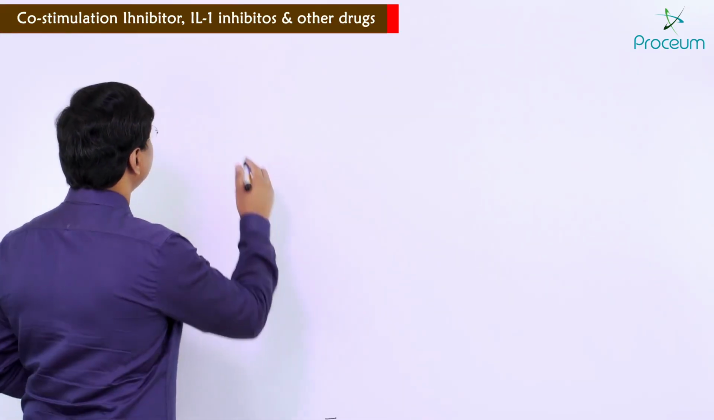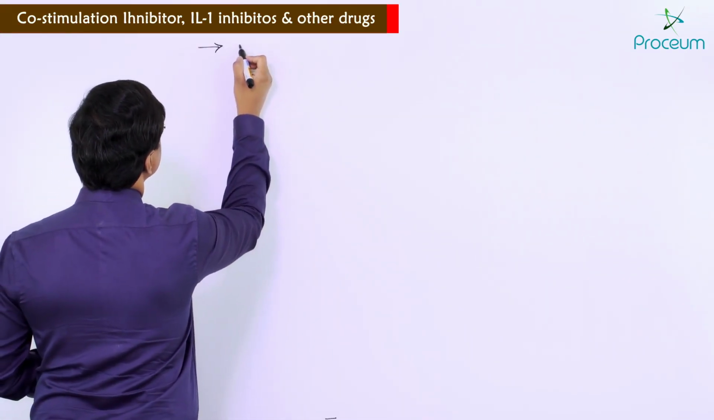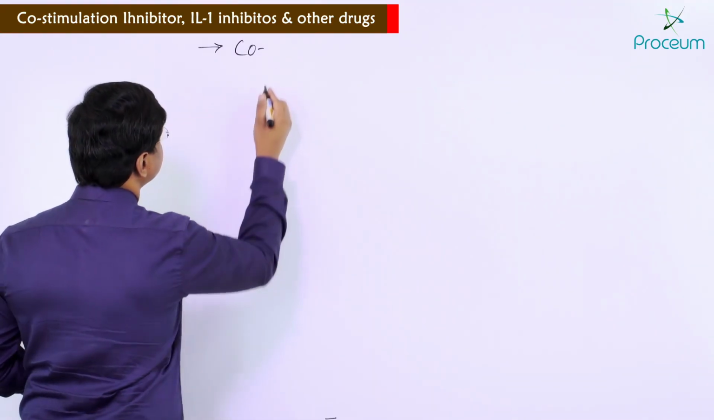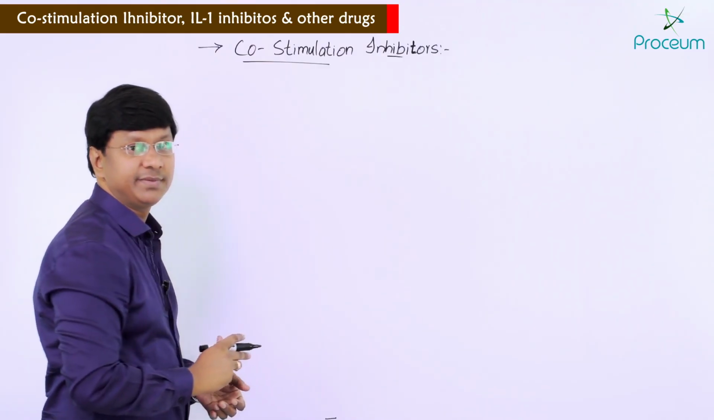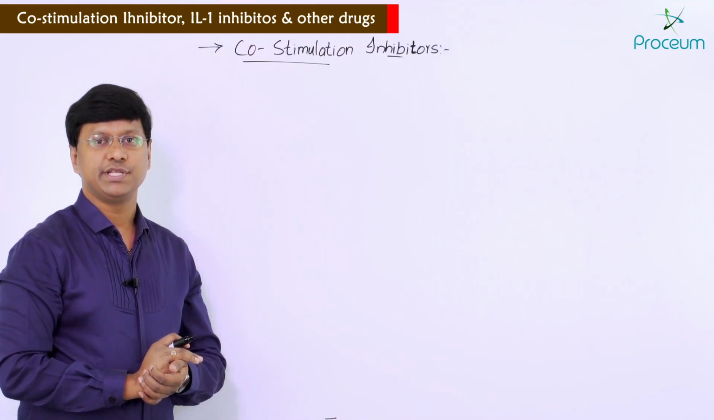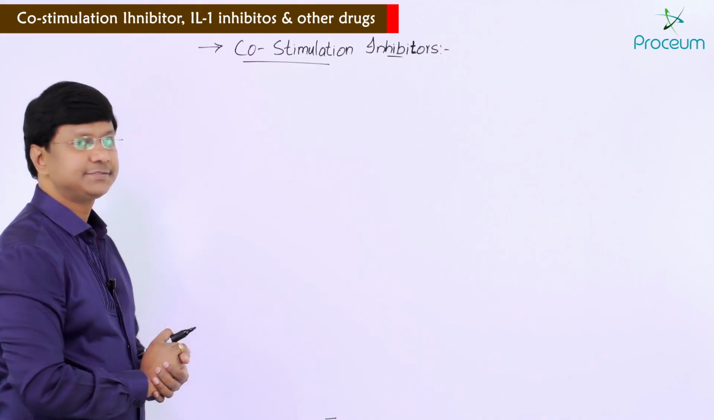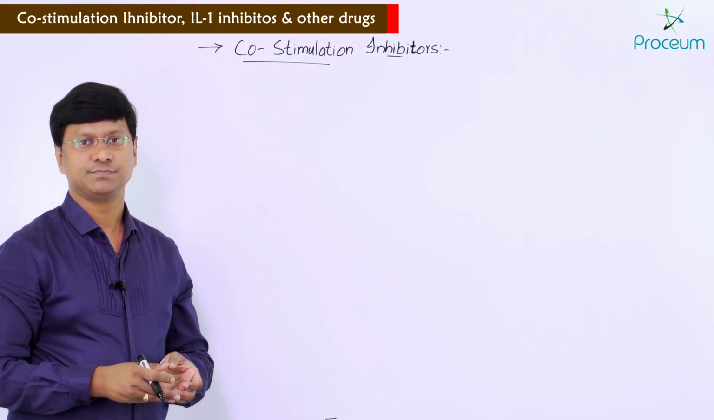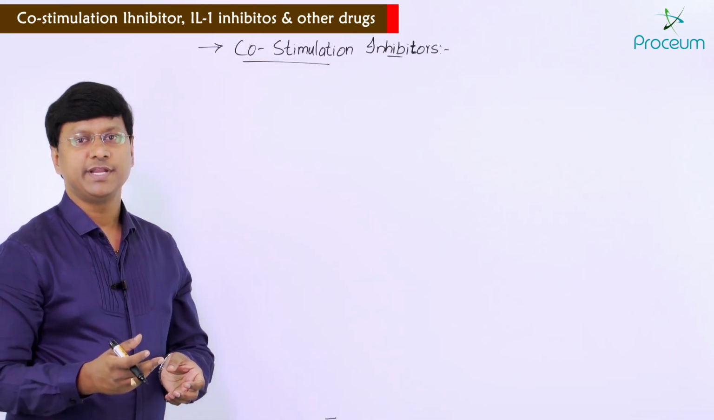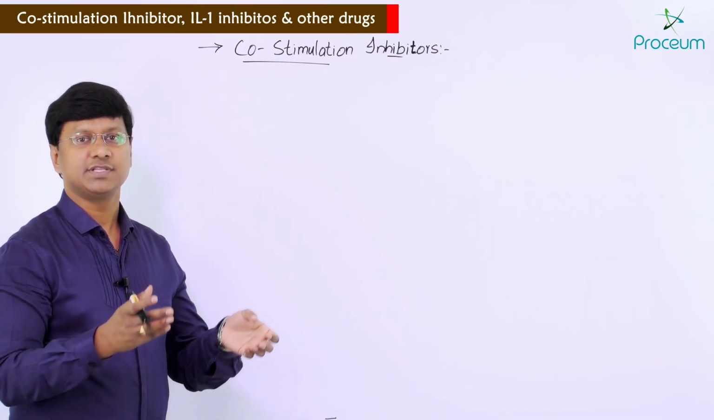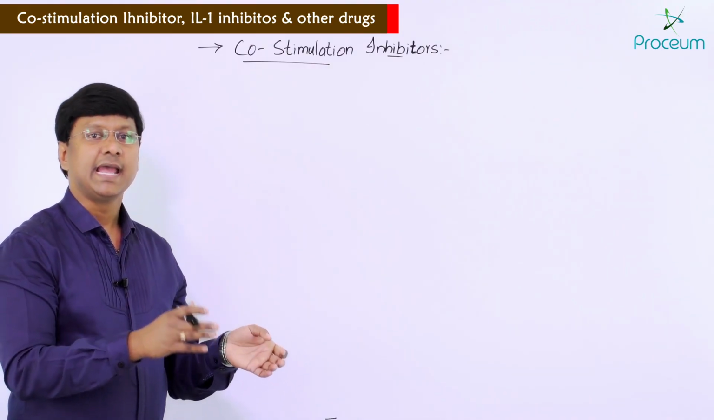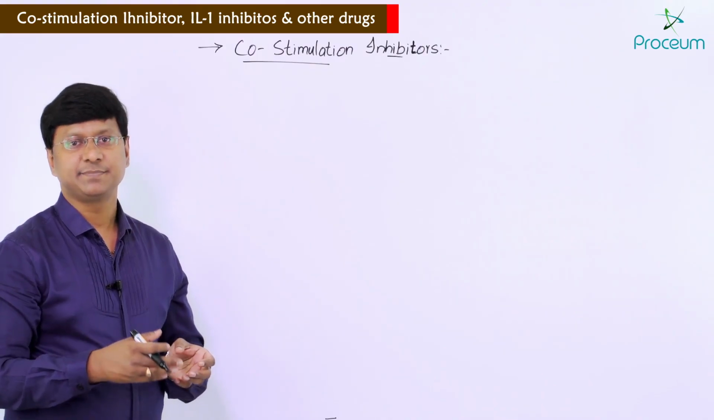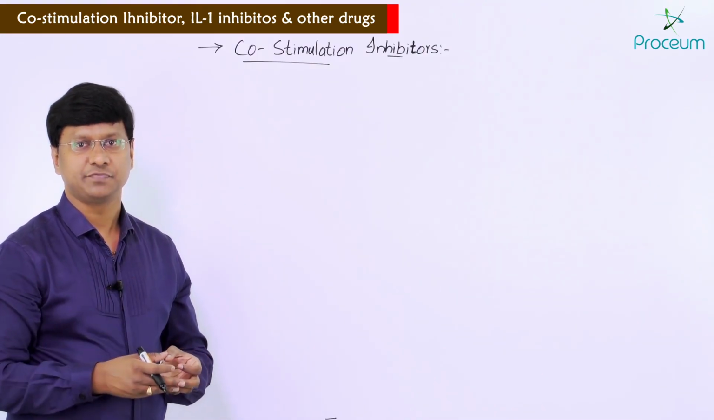Let me discuss the other important immunomodulators, that is co-stimulation inhibitors. If you take these co-stimulation inhibitors, remember we have certain co-stimulatory molecules. The co-stimulatory molecules are present on the surface of the T cells, and they are also present on the antigen presenting cells, which are nothing but the macrophages.